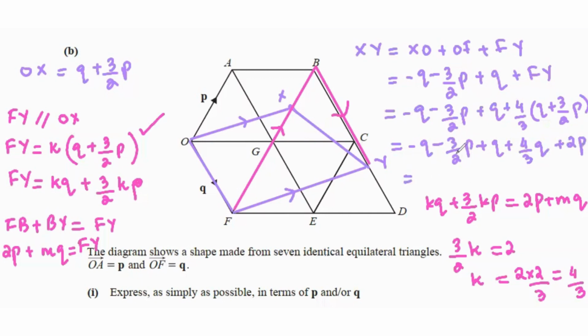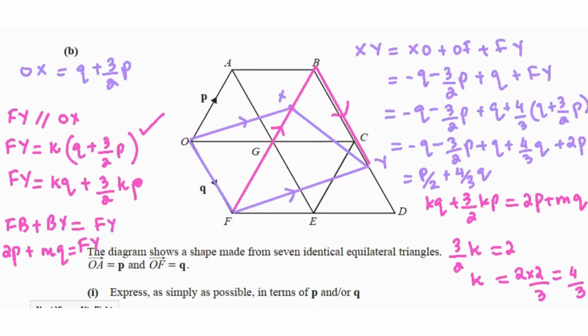Negative 3 over 2P plus 2P is going to equal P over 2. Negative Q plus Q is 0, and then 4 over 3Q. That is basically your vector for XY.